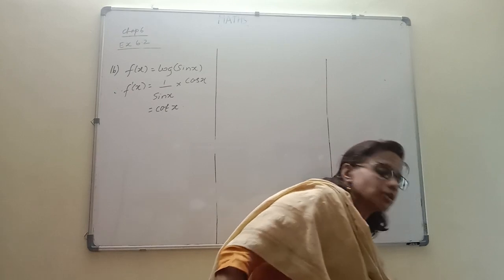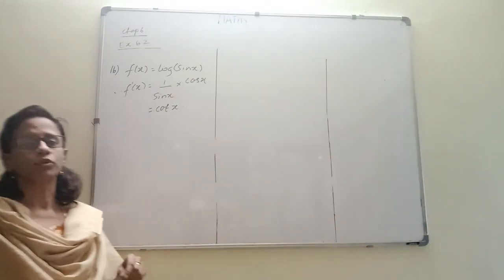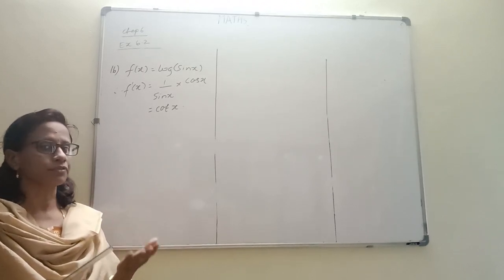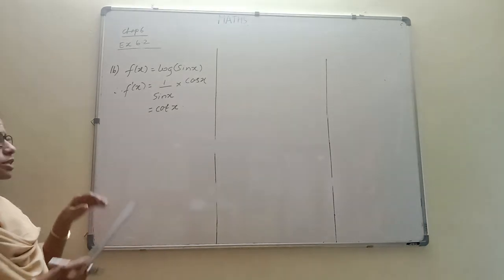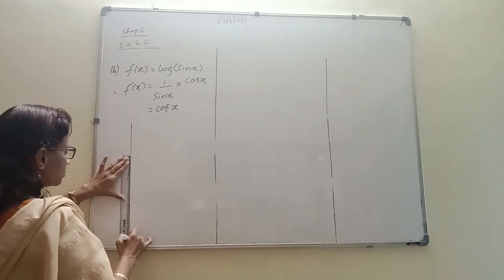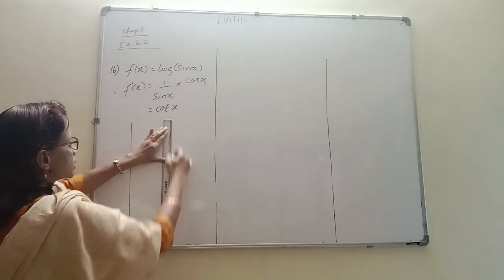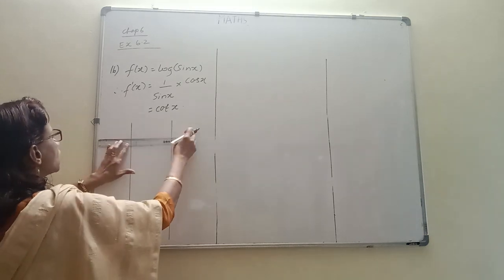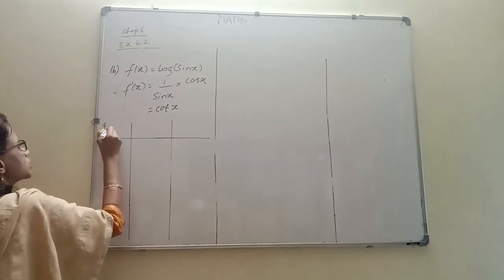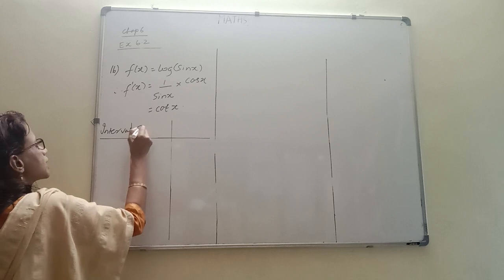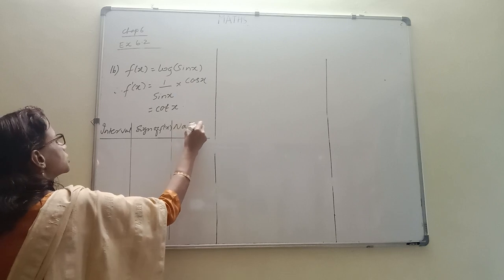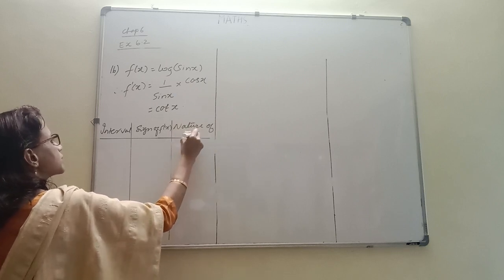Now we don't have to hunt for the critical points, because they have already given the interval. They have given us two intervals, and they're asking how the function is behaving in these two intervals. So right away we can take those intervals, check how it is behaving, and judge whether it will be increasing or decreasing. As usual, we can take three columns: first the interval, then the sign of f dash x in that interval, and then the nature of f x.